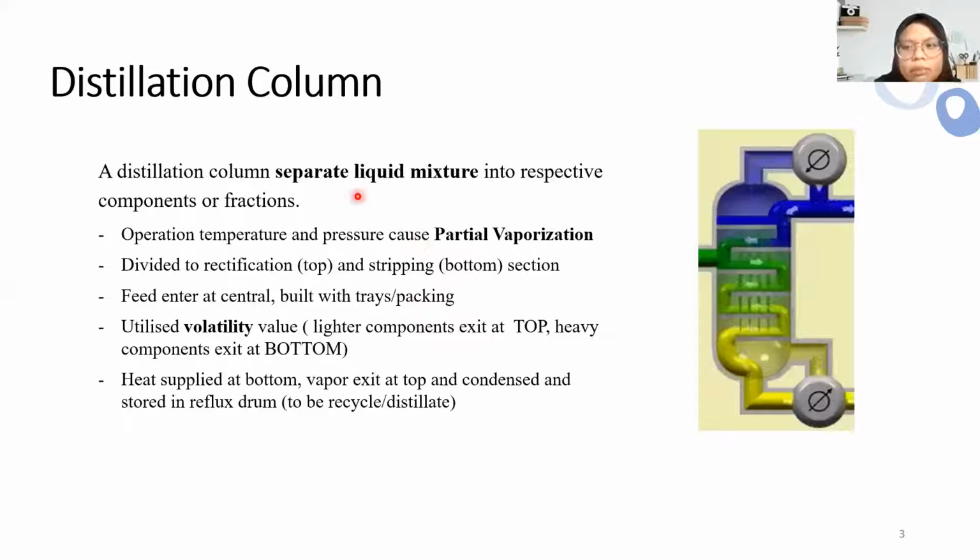A distillation column is mainly used in the oil and gas industry. It separates liquid mixture into respective component or fraction. Feed will enter at central column, liquid will be heated at bottom and partial vaporization occur. Heavy component with low volatility will exit as bottom product, while light component with high volatility becomes vapor, exit at top and condense back into liquid to exit as distillate or to be recycled.